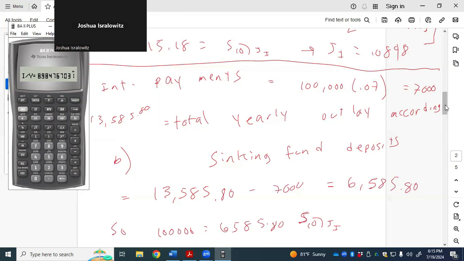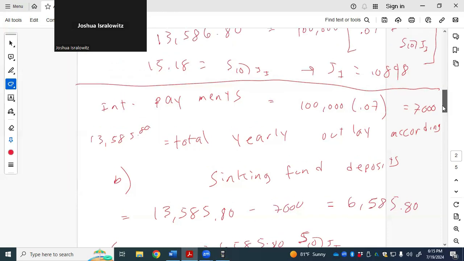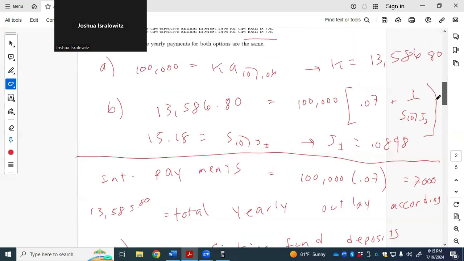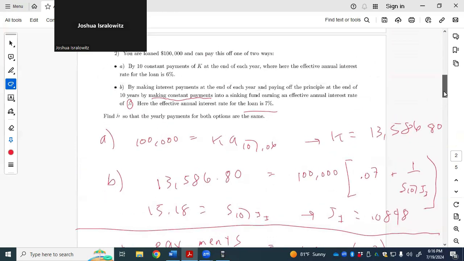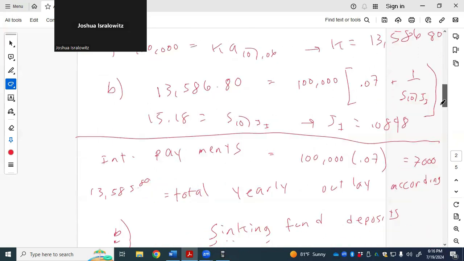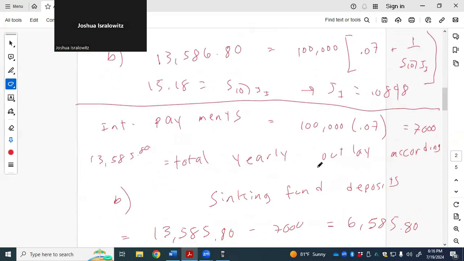Yeah, the only reason why you might not want to use the formula is because the formula only applies when you have constant sinking fund payments. If they're not constant, you really just have to use this kind of reasoning, and that's the entire point of the next problem.